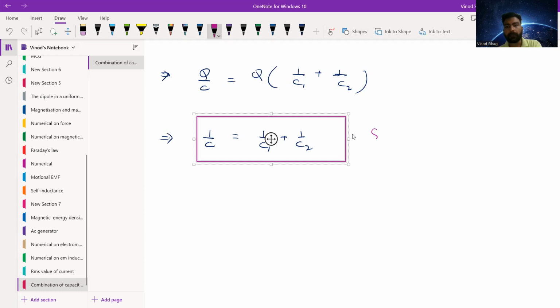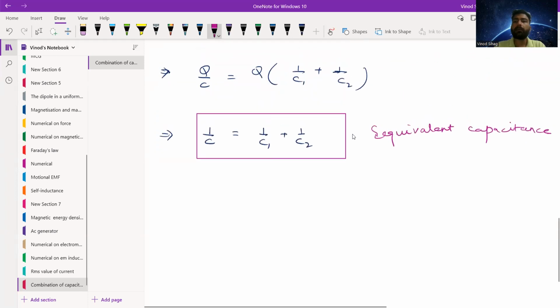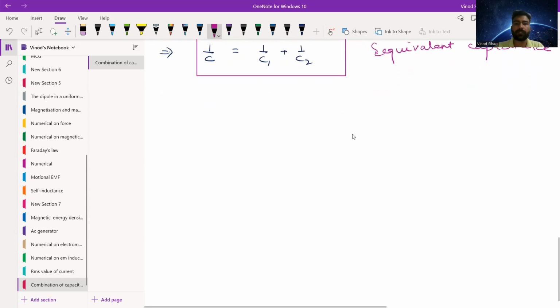Okay, so this will be the equivalent capacitance for the series connection where C1 and C2 were connected in series. Now, if there are n number of capacitors connected in series, then what will be the equation?